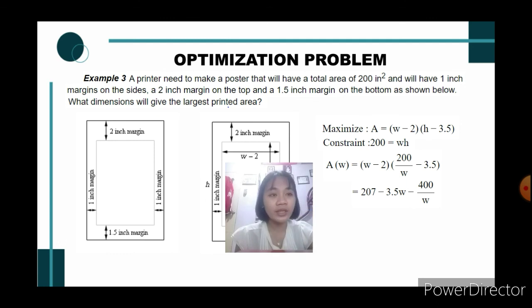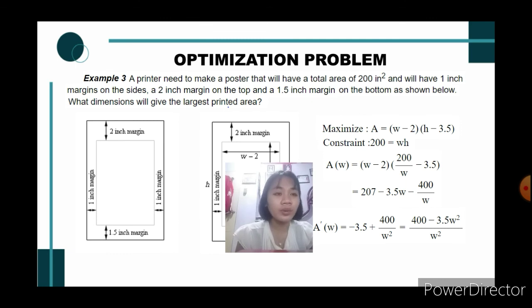Simplified na natin. So, magkukuha tayo ng 207 minus 3.5w minus 400 over w. So, the first and the second derivatives ng ating given ay first derivative of A(w) is equal to negative 3.5 plus 400 all over w squared. And then simplify, magiging 400 minus 3.5 w squared all over w squared. And ang second nating derivative is negative 800 all over w cubed.